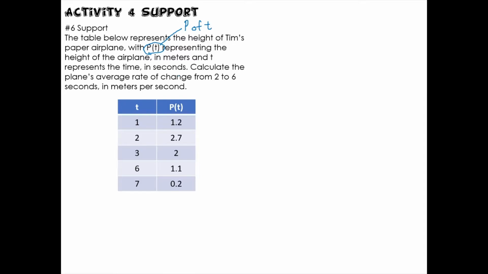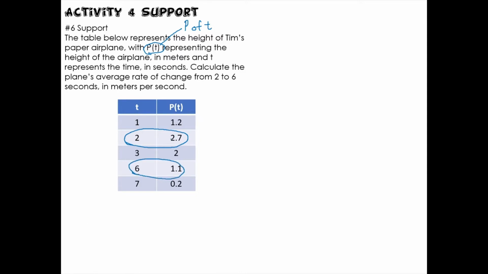Calculate the plane's average rate of change from 2 to 6 seconds in meters per second. So if you look at this table below, we don't need all of this information. The only information we really need here is where t is equal to 2 seconds. So if you notice right here, t is at 2 seconds, and t is equal to, oops, sorry, not that one. It's not 7 seconds, it's 6 seconds. This is what happens when you don't read the time all the way through sometimes. And here's 6 seconds right here.